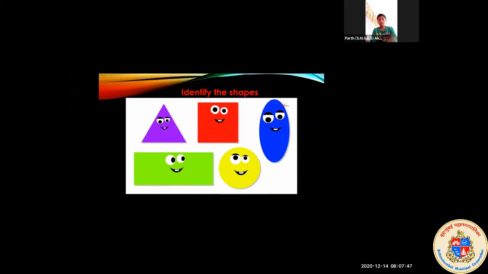Okay, everyone knows the shapes: triangle, rectangle, square, oval. You all know how the shapes look like, and you know how the triangle is also. So you already know the shape of a triangle. Now, can you tell me what this is?